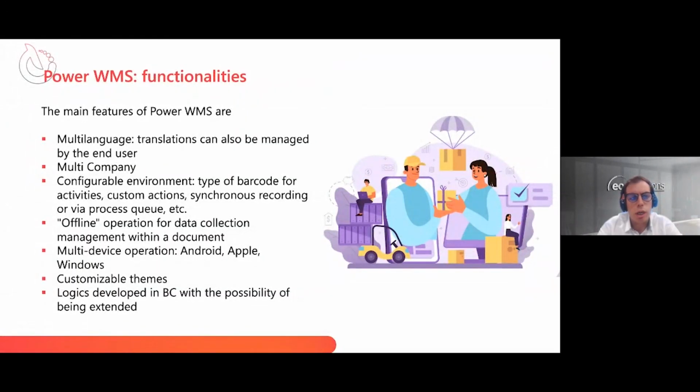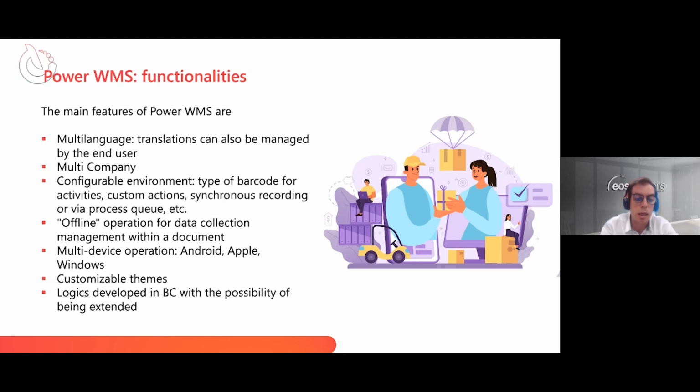So, which are the main functionalities of the Power WMS? The first one is multi-language, so for each user of the Power WMS we can handle different languages. The Power WMS is able to handle multi-company, so if your tenant has a multi-company setup, the Power WMS can connect to all the companies. All the environments are configurable, so the barcode, the custom activities, and the recording of the documents can be handled in different ways by the setup you do inside Business Central.